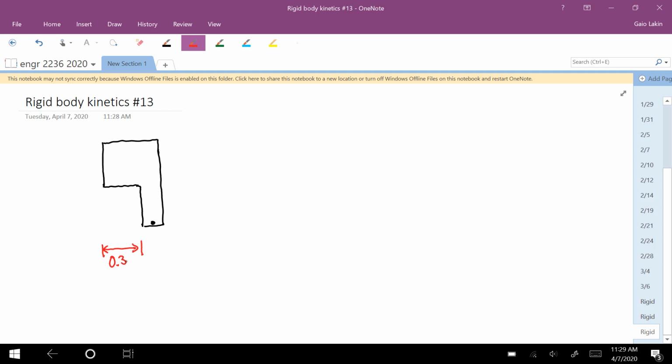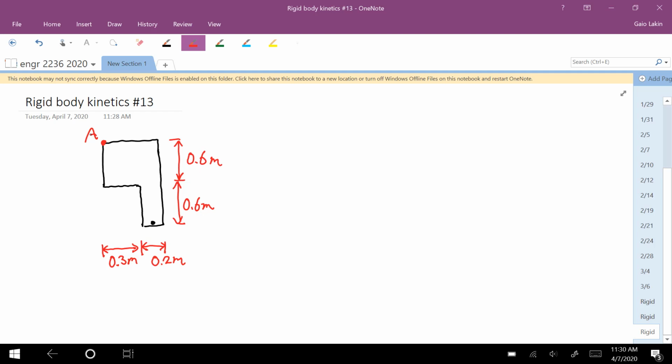This is 0.3 meters. This is 0.2 meters. And 0.6 and 0.6. And there's a point A here, and we're going to try to calculate the acceleration of that point A.